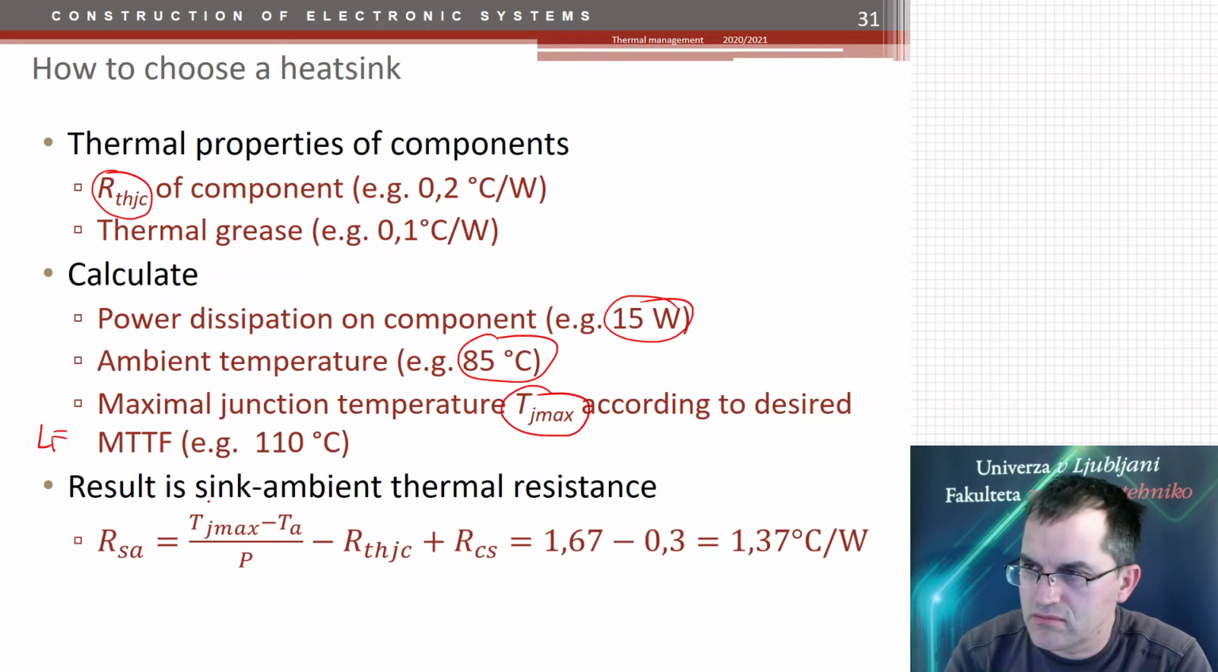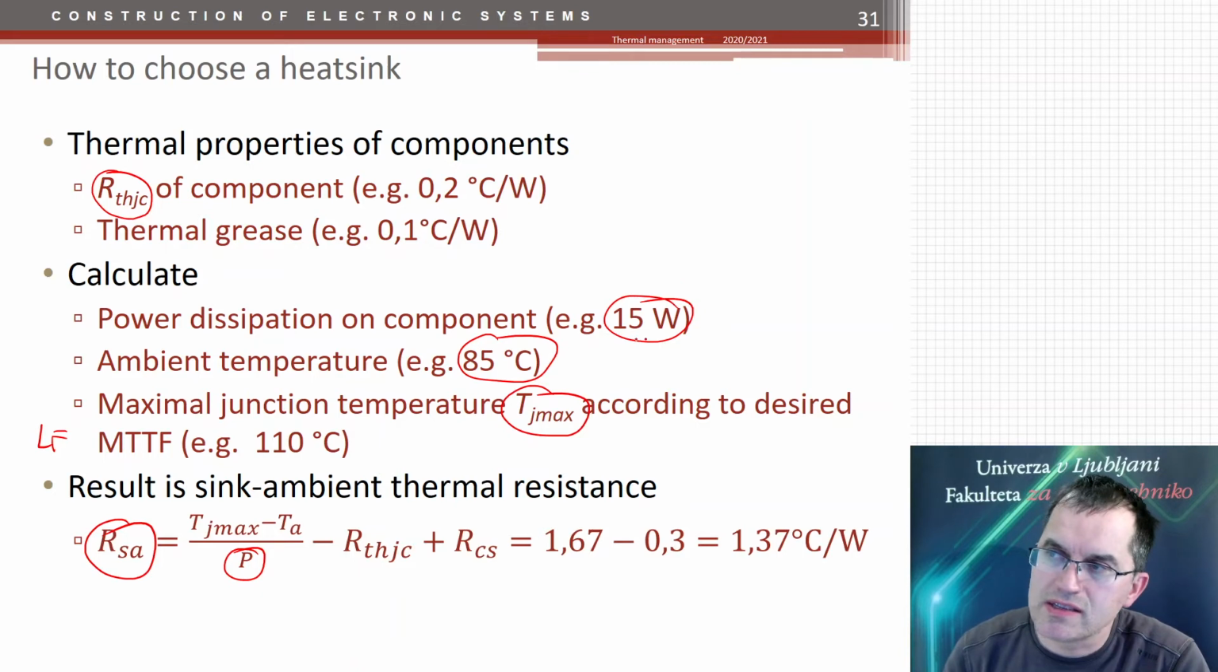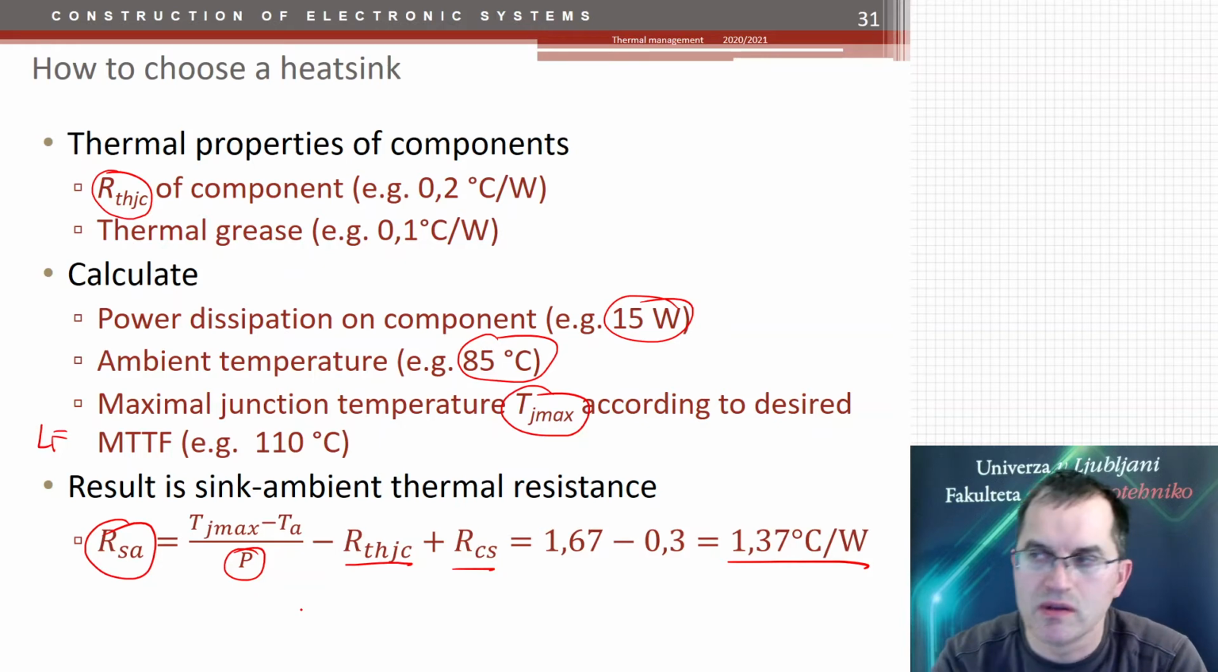And then you calculate the heatsink resistance. How you calculate it, you take the ohmic law: the maximum junction temperature, this value, minus the ambient temperature divided by the power which has to be dissipated, which is the same as electrical power, and then you subtract the resistances which are already there, which is the junction case resistance and the thermal grease resistance. All that gives you this value here. This is the value your heatsink has to provide.